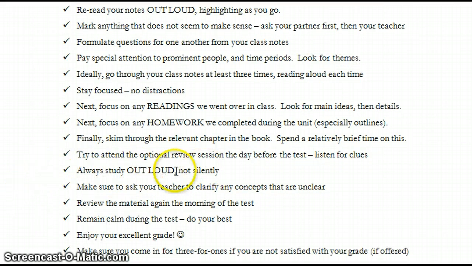Again, when you study, study out loud, not silently. We've talked about the importance of this already. Make sure to ask your teacher, that would be me, to clarify any concepts that are unclear. Review the material briefly again the morning of the test. Make sure it's in your mind. Remain calm during the test. Just do your best. Stay focused on the question at hand. Ask any questions you have during the test, of course.